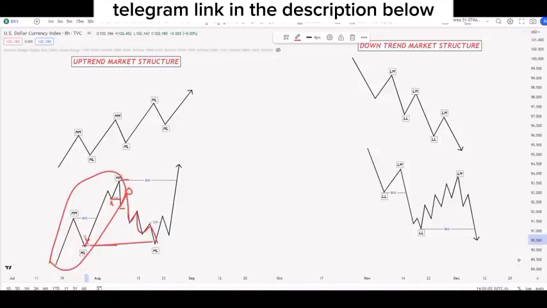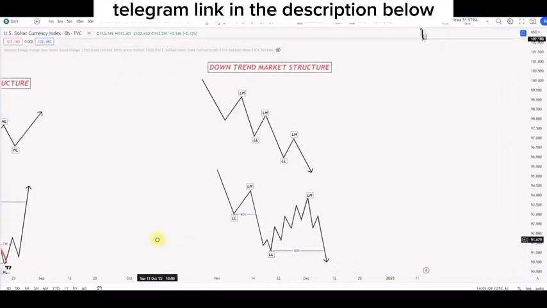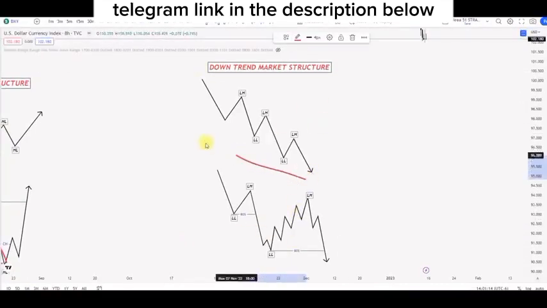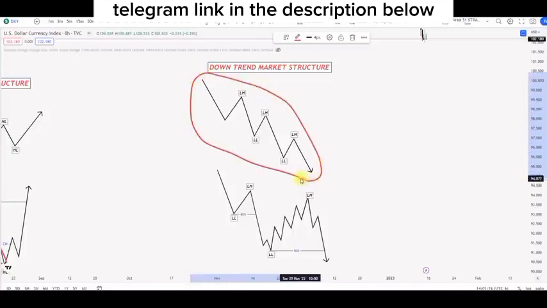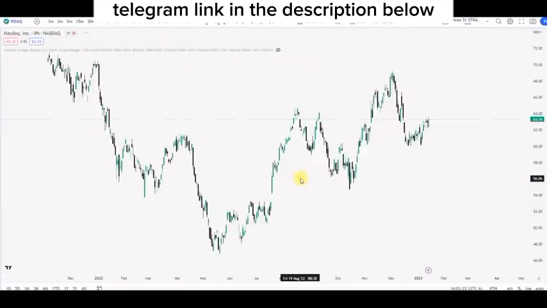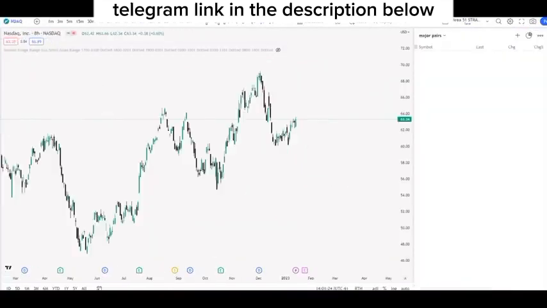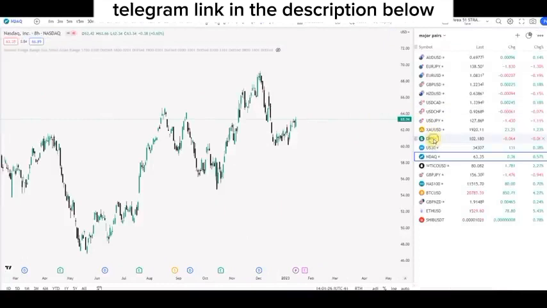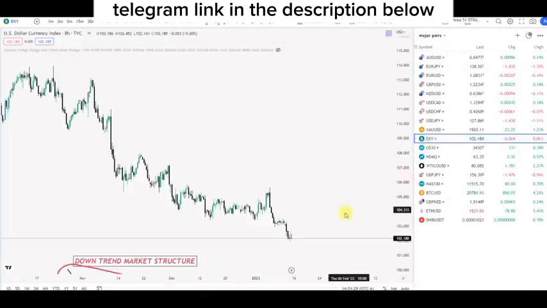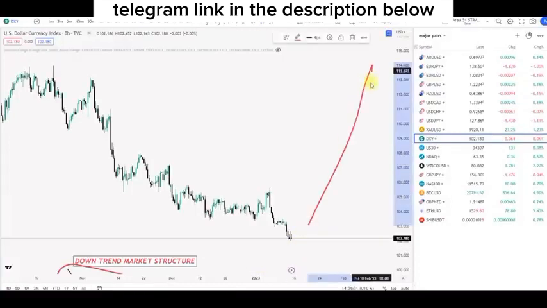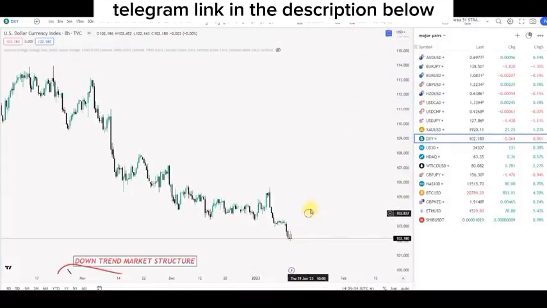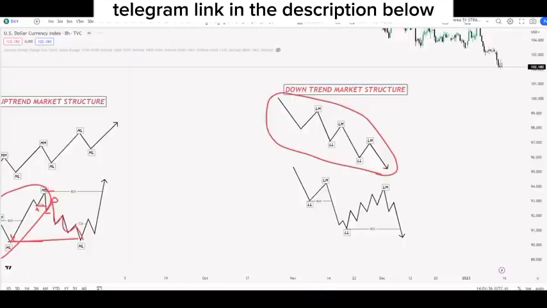So now let's identify how a downtrend market looks like. So here we are in a downtrend, on a downtrend structure. So let's say when you read the textbooks, this is the type of structure that they show you. But when you go to the real markets, it's harder than you think. Sorry, let me just go back to the chart again. When you go to the real market, it's going to be harder than you think.